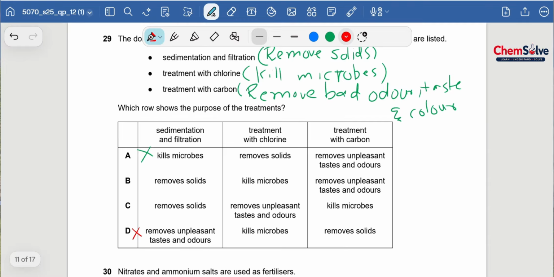Treatment with chlorine. Now we are left between B and C. Okay, so option C says treatment with chlorine removes the unpleasant taste and odor. No, it kills the microbes. So this is incorrect. So B is the correct option here.